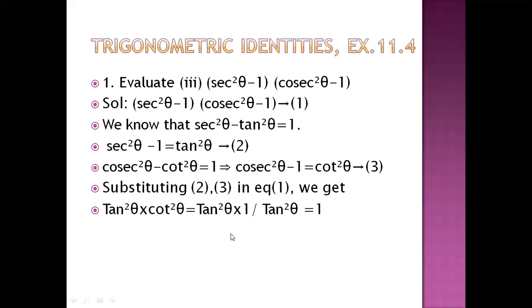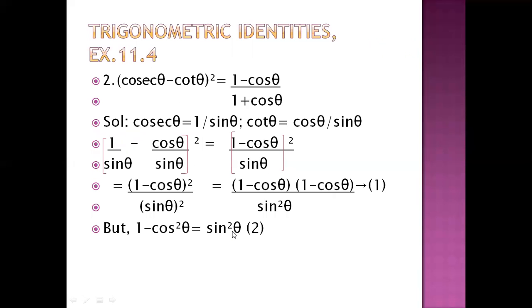Now next up. Show that (cosecant theta - cot theta) whole square is equal to (1 - cos theta) by (1 + cos theta). Let's see this one. Cosecant theta is the multiplicative inverse of sine, so cosecant theta is equal to 1 by sine theta. Cot theta is equal to cos theta by sine theta.